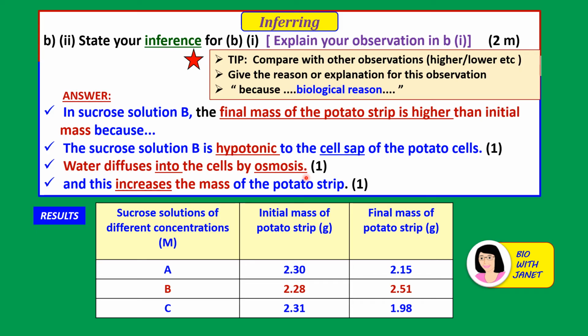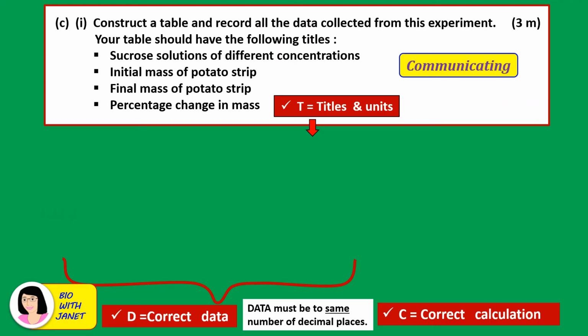And then by osmosis. The process must be stated. And thirdly, what is the effect of this on the cells? So this increases the mass of the potato strip. Now, the next question is: construct a table and record all the data collected from this experiment. Your table should have the following titles: sucrose solutions of different concentrations, initial mass of potato strip, final mass of potato strip, and then percentage change in mass.